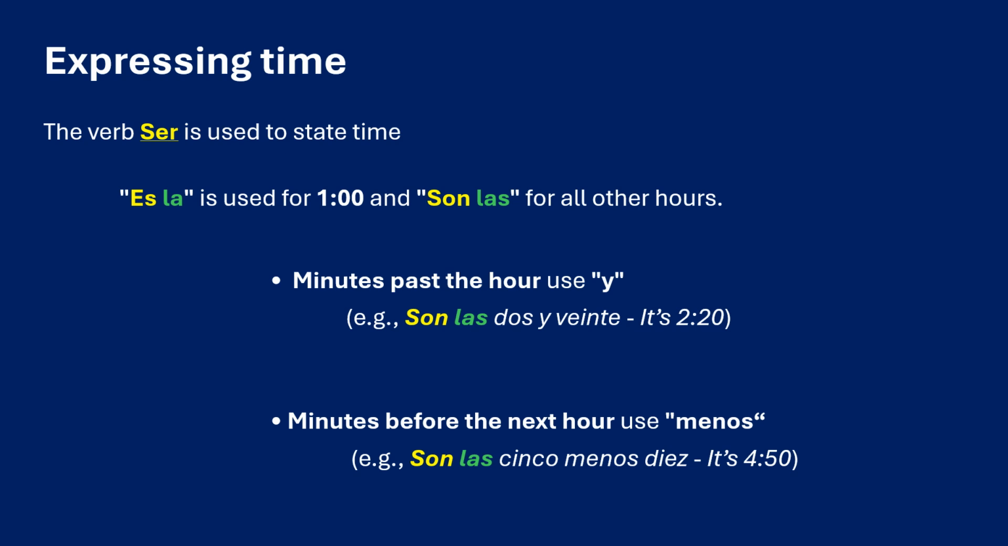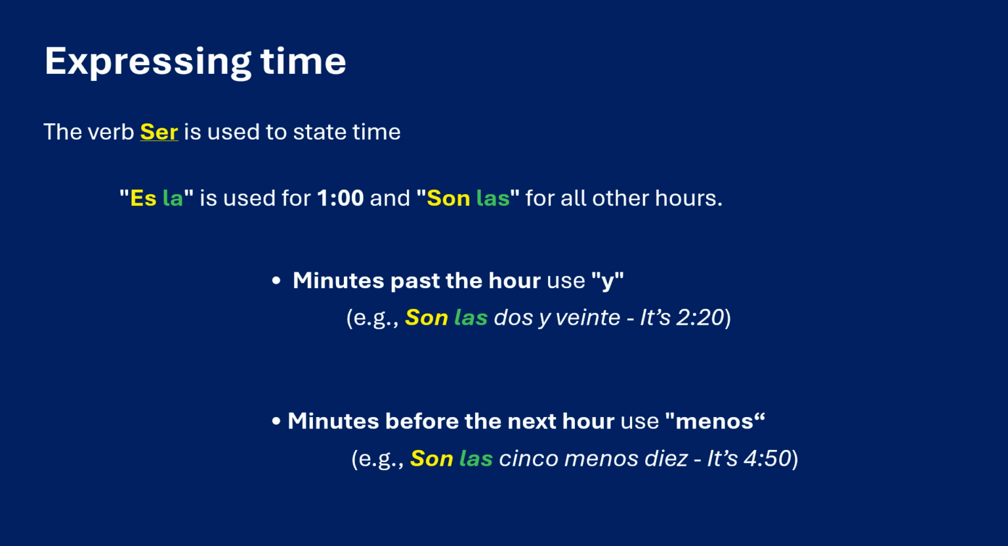Minutes past the hour use y, meaning and. For example, son las 2:20. It's 2:20. Son las 2:25. It's 2:25.